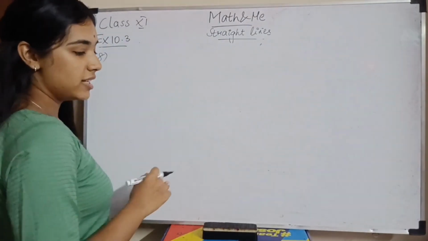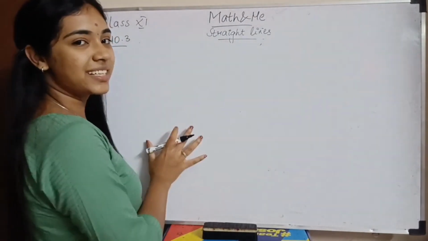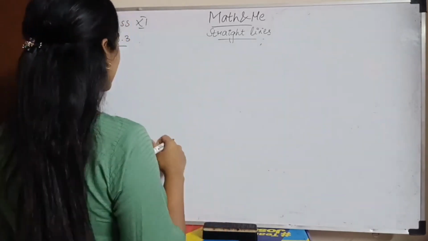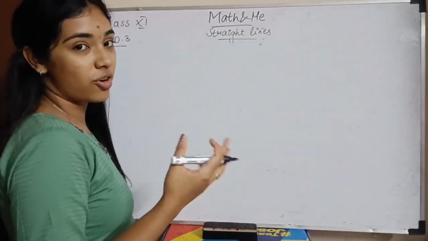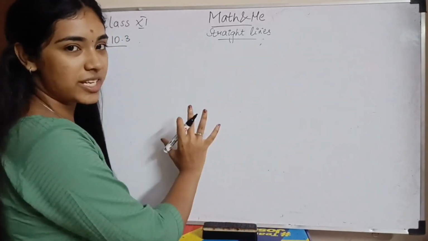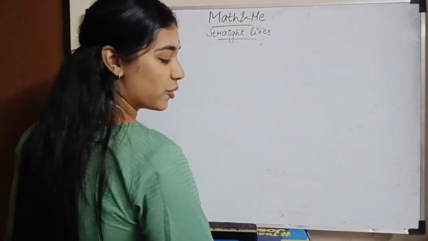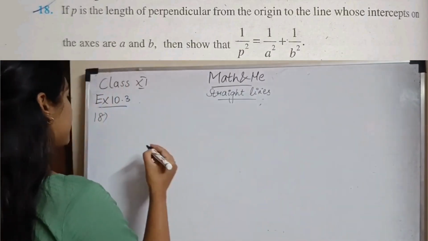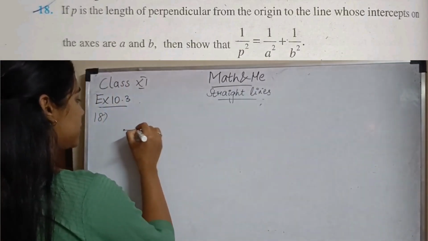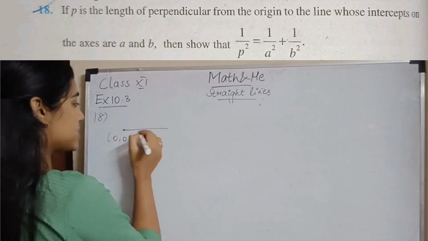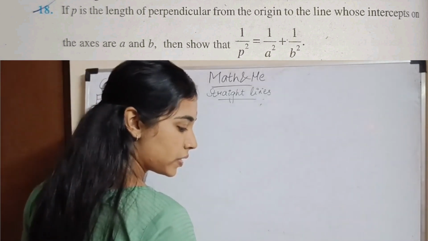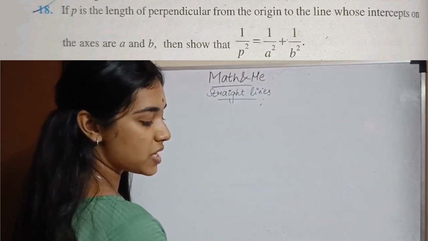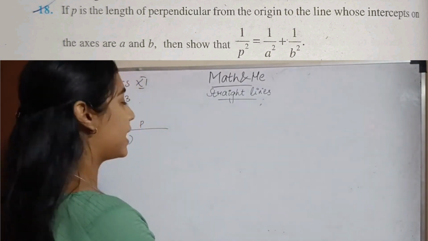Question number 18. This is the last question of this exercise and this chapter, in the question order, in the chapter, okay? We'll solve some more exam questions and extra complicated questions later. Okay, so the question is, P is the length of the perpendicular from the origin, 0, 0, to the line whose intercepts on the axes are a and b.